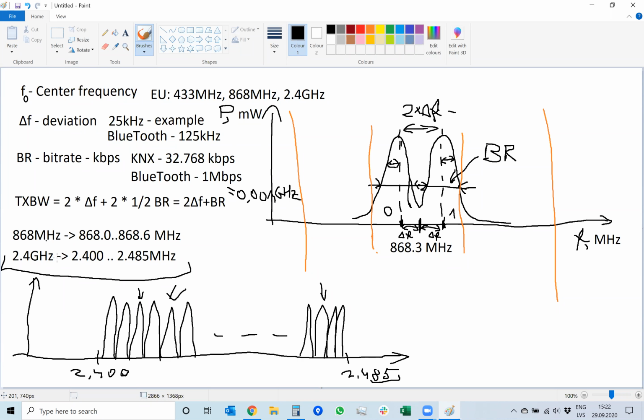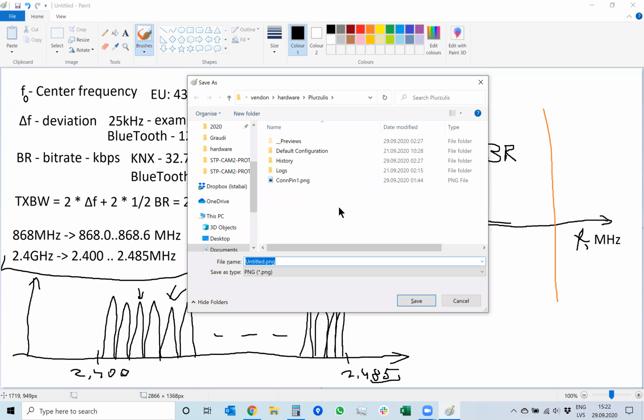So that is all about sending the signals. You pick center frequency, deviation, bitrate, and you just send the signal. And so that is about the transmitter, and we can also try to look at how the transmitter is built in the simplest form.